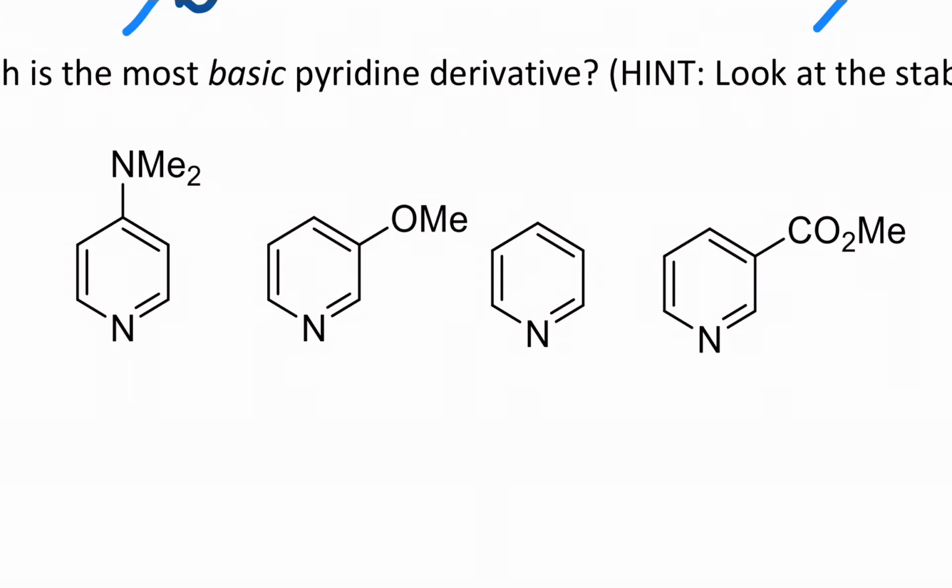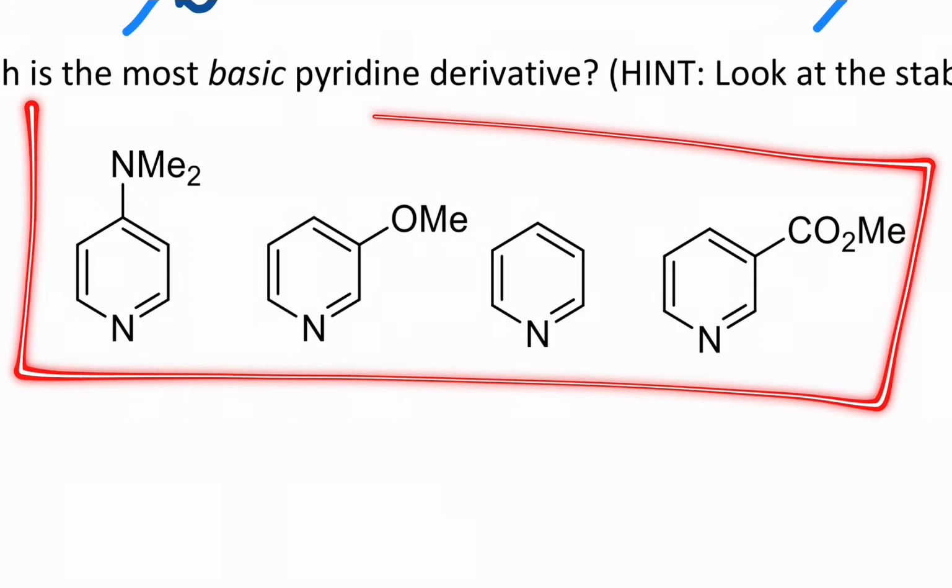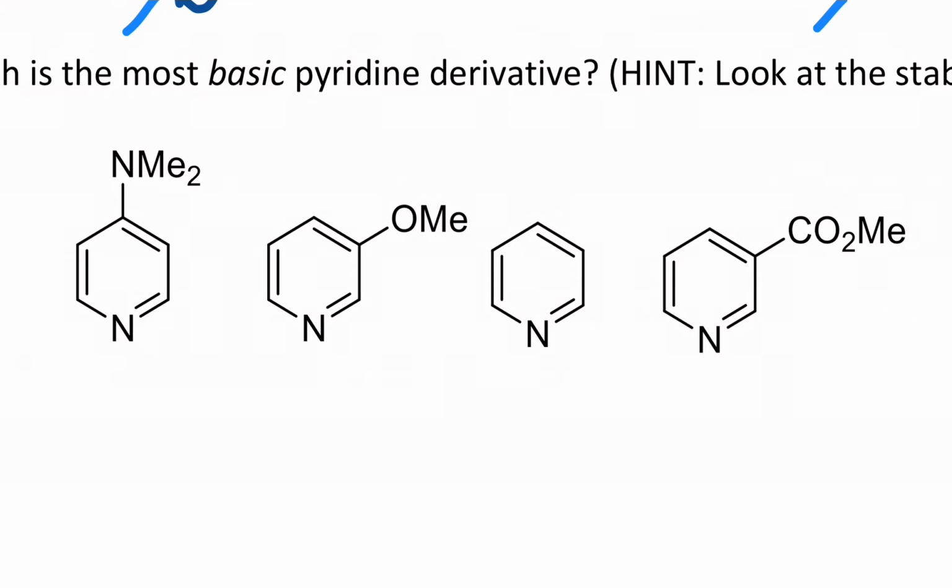So I want you to hit pause one more time and figure out what the conjugate acid of these 4 bases would look like. They're all pyridines. They're just nitrogens inside a benzene, and those can pick up an H. And after you draw those conjugate acids, think about the stability of those conjugate acids. Whoever's the most stable would come from the most basic pyridine. Hit pause and try that now.